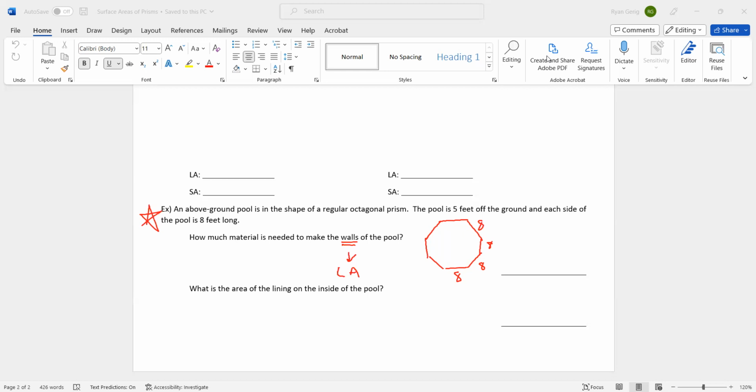Okay, so the lateral area here is the perimeter of the base times the height, where P is 8 times 8, so 64. And the height is how high off the ground it is, because the ground is one base, and it's 5 feet off the ground, so it's how tall it is. So the height is 5. So then 64 times 5 gives me 320 square feet. Is how much material is needed to make the walls.